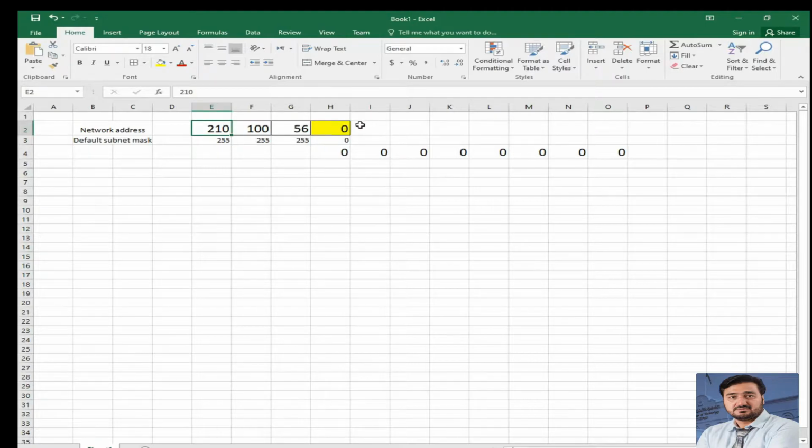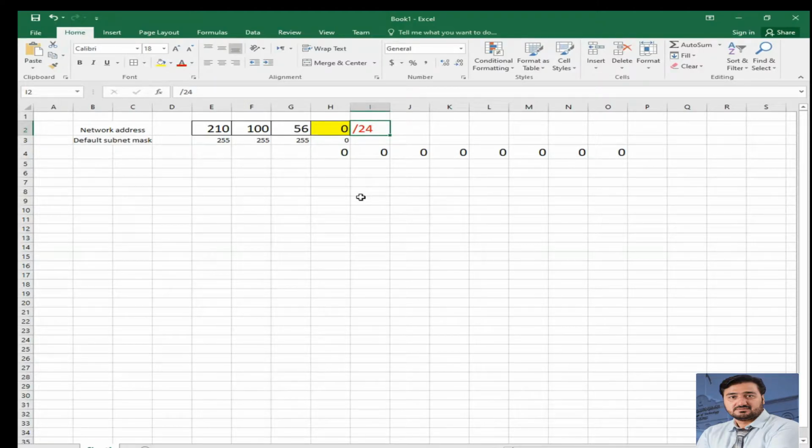So the slash notation will be slash 24, because slash 24 means 24 bits for the network. This 8 bit, 8 bit, 8 bit, if you add these, it becomes 24. It means 24 bits for the network.